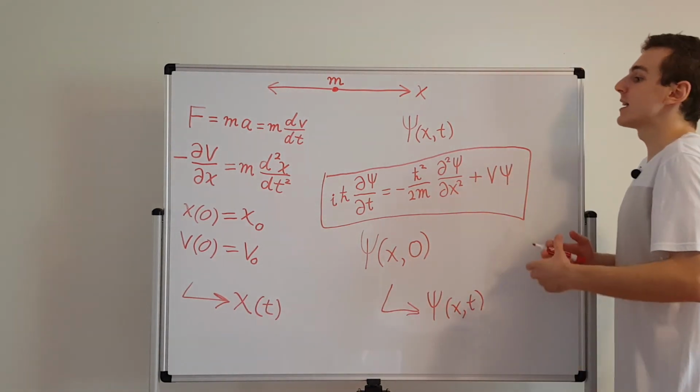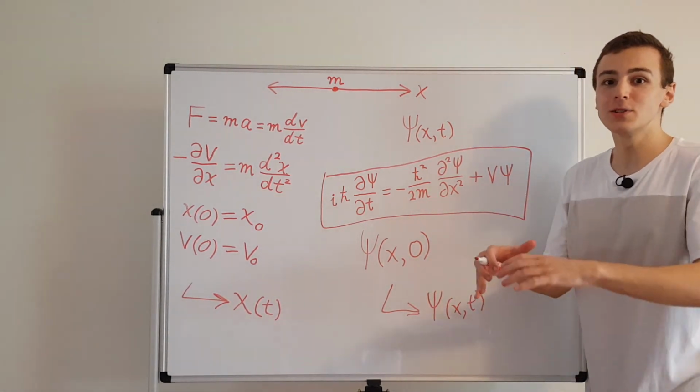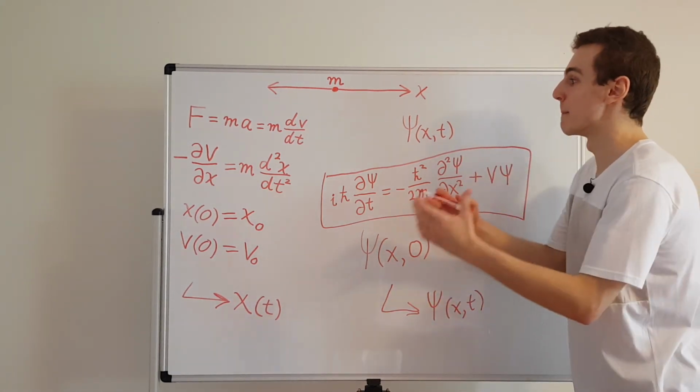But we can't assign easy things like force, position, and momentum to the particle because those things are not actually known to us until we perform a measurement.